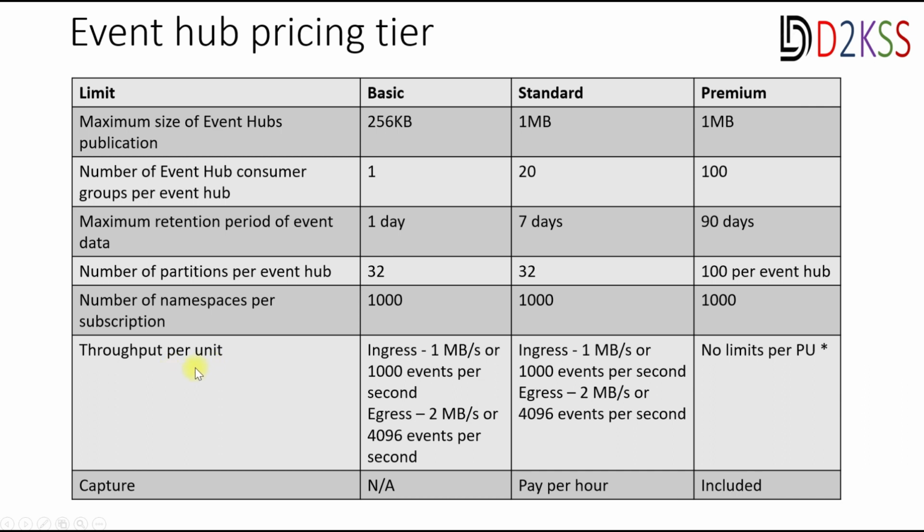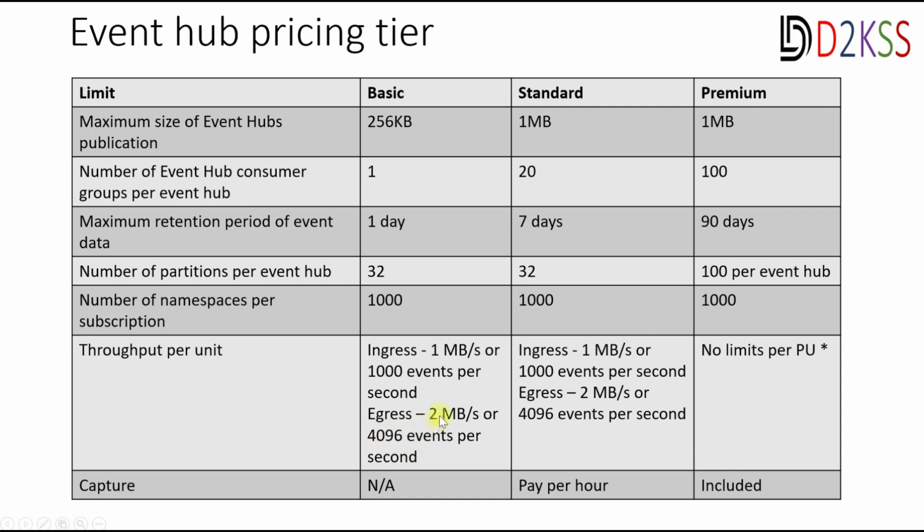Throughput. Throughput is nothing but pre-purchased events. So you are taking the capacity of data you can transfer per second. For example, if you choose the basic tier and you choose 1 unit, then you will get 1 MB per second, or the size of 1000 events equals 1 MB. So even if you are transferring 1000 events per second, the size should not cross 1 MB. And when you are sending out the request, it will offer 2 MB per second or 4096 events per second.